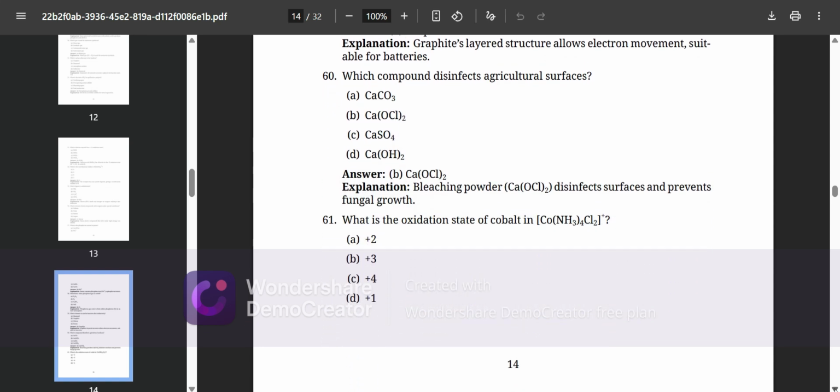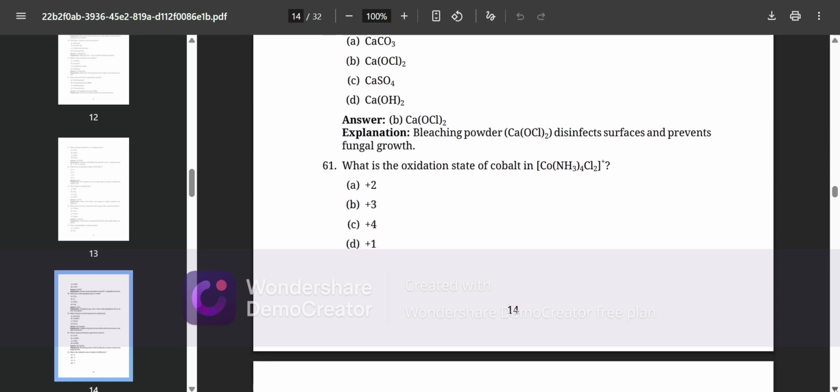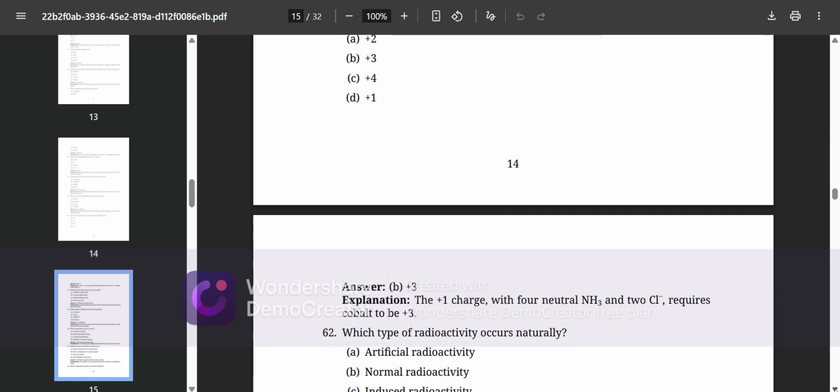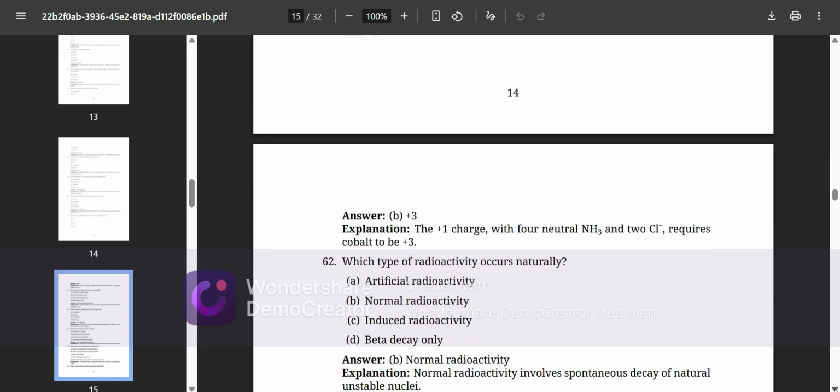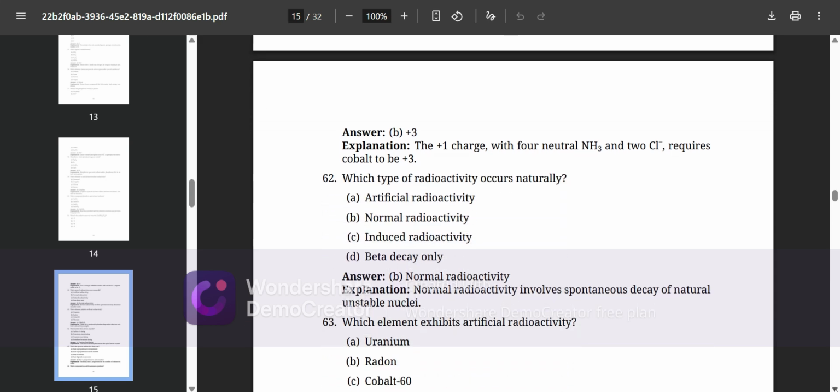Which compound is used as a disinfectant and agricultural surfactant? CaOCl2. Bleaching powder CaOCl2 disinfects surfaces and prevents fungal growth. What is the oxidation state of cobalt in [Co(NH3)4Cl2]+? Plus 3. The plus 1 charge with 4 neutral NH3 and 2 Cl minus requires cobalt to be plus 3.